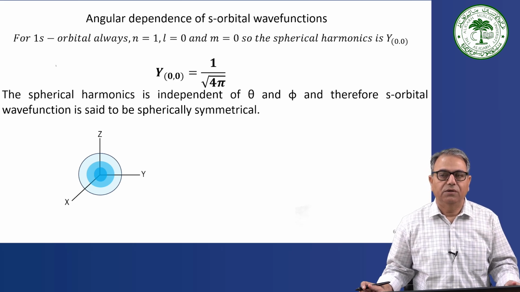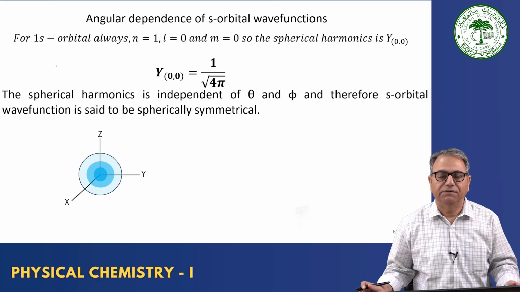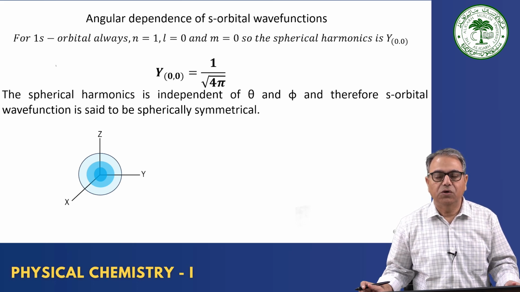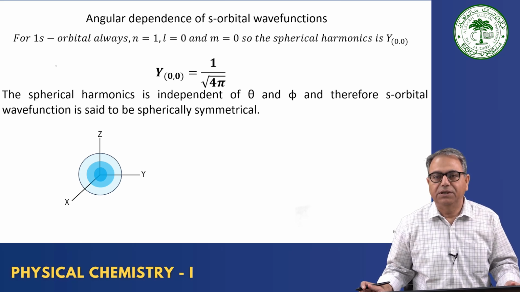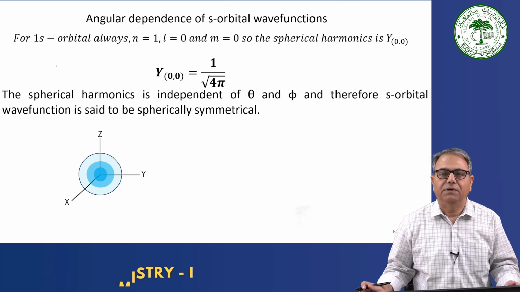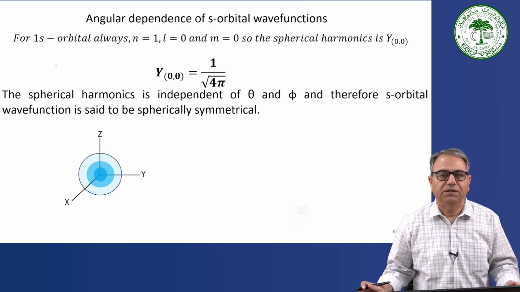If it does not include theta and phi functions, then obviously it is theta and phi independent, angle independent, and the only shape which is possible for an s orbital is a spherical shape. Because if you go from the origin on any side, the probability at a particular distance will remain the same. So the s orbital is spherical, and this spherical symmetry arises because the angular part of the wave function does not have theta and phi.